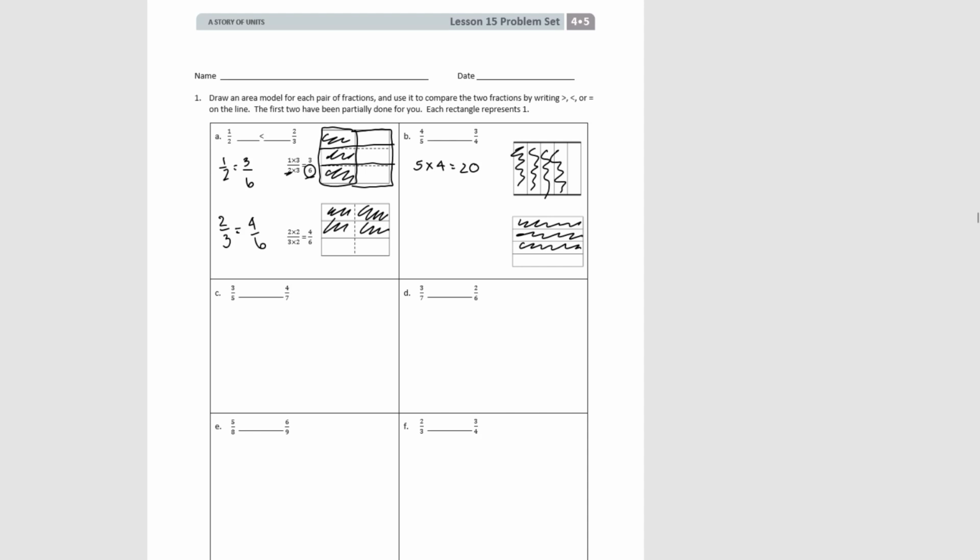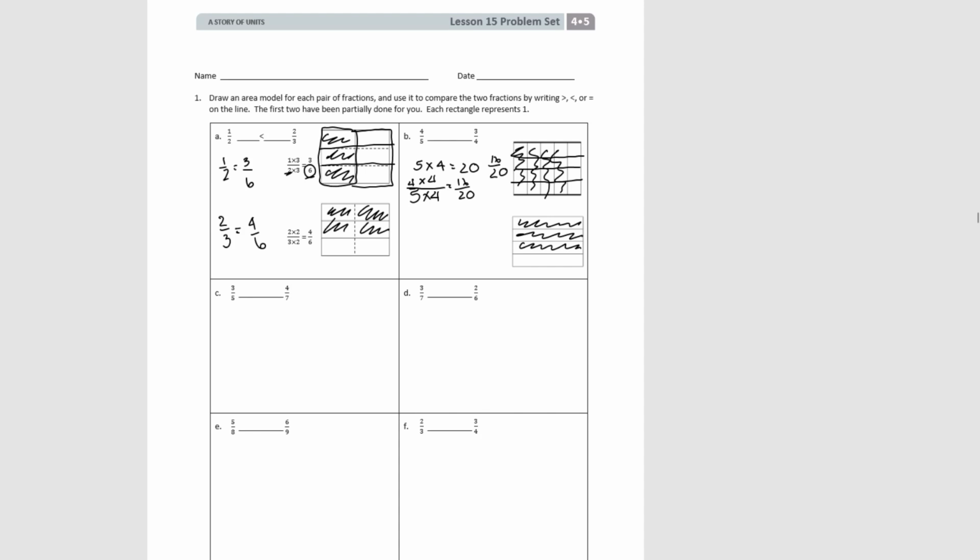So in the first area model, I have 5ths. So I'm going to need to divide it into 4 more equal sized pieces to end up with 20ths. And if I count, I'll see that I have 16 20ths shaded. So 4/5 times 4 would be 16 20ths.